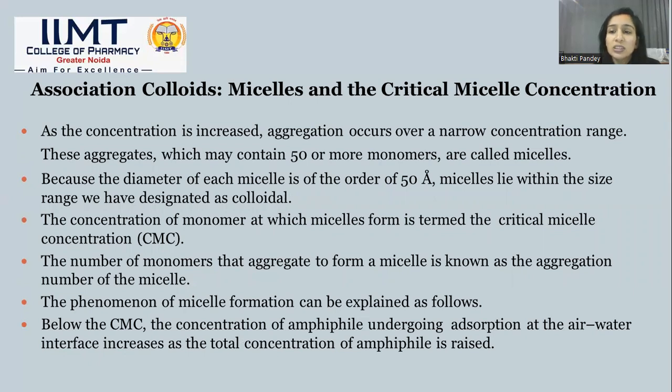When 50 monomers aggregate together, they form a micelle. Because the diameter of each micelle is of the order of 50 angstrom, it lies under the category of colloidal dispersion or colloids. The concentration of monomer at which micelle formation begins is termed the critical micellar concentration or critical micelle concentration. The number of monomers that aggregate to form a micelle is known as the aggregation number of the micelle.